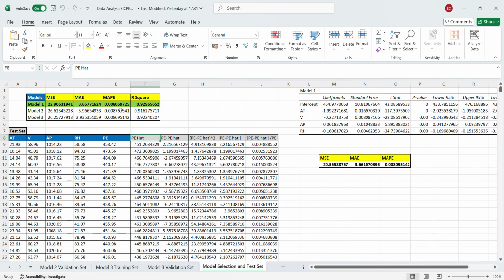And we did the same analysis with our test set as well. For the test set, we have 10% of the observations, and we calculated the P hat and tried to find the error values here. So yes, we can go ahead with model 1. Thank you so much.